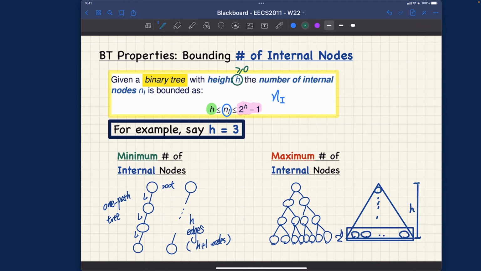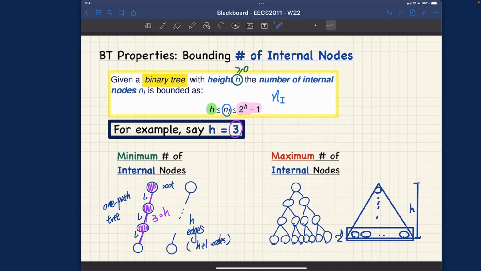For the lower bound, where are the internal nodes? Let's talk about the example. Let's say we got h being 3 over here. An internal node is every node except for the last node at the bottom. It would be this one over here, this one over here, and also this one over here. It is exactly 3, which is equal to the height, right? You can see exactly 1, 2, and 3. Height is actually 3.